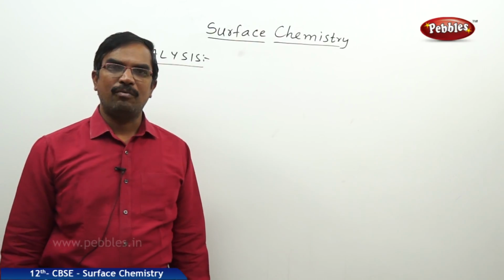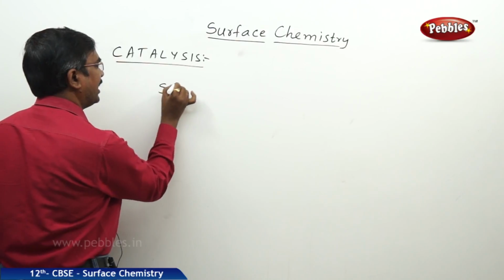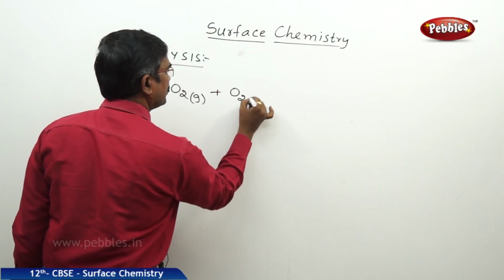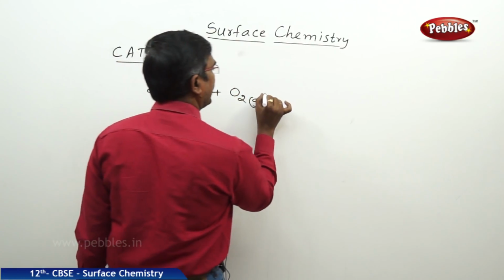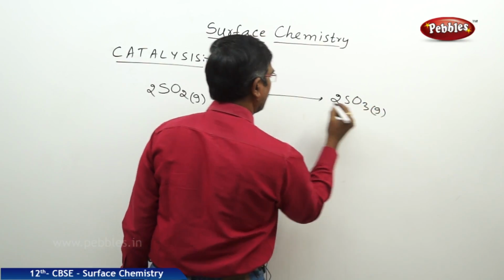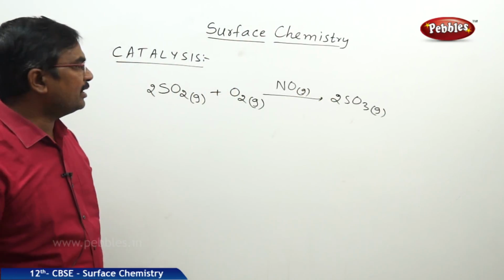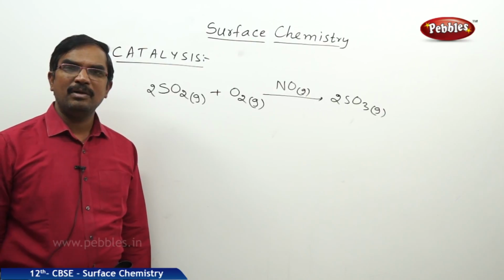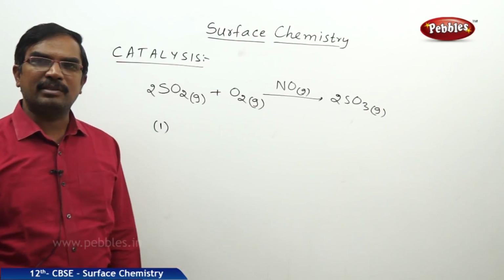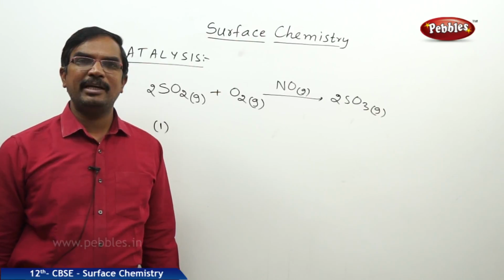Intermediate compound formation mechanism. For example, in the conversion of sulfur dioxide gas, when it reacts with oxygen gas, we get sulfur trioxide gas in presence of nitric oxide. So actually in the intermediate compound formation mechanism, first what happens is, in the first step, the catalyst will react with any one of the reactants to give some intermediate product.